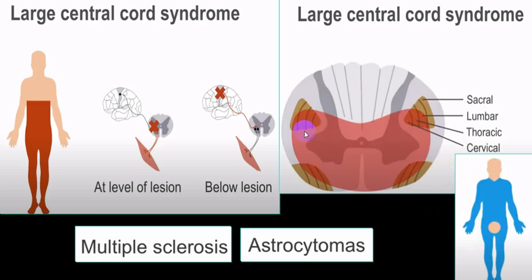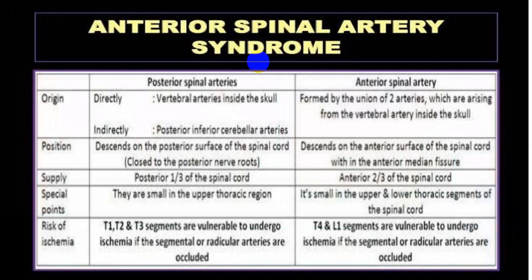And if you get an extensive lesion only sparing the sacral region, that will be very peculiar in large central cord syndrome. And at the level, you will have a lower motor neuron lesion because of involvement of the anterior horn, and below the level an upper motor neuron lesion because of involvement of the corticospinal tract. So that will be very peculiar in case of a large central cord lesion.